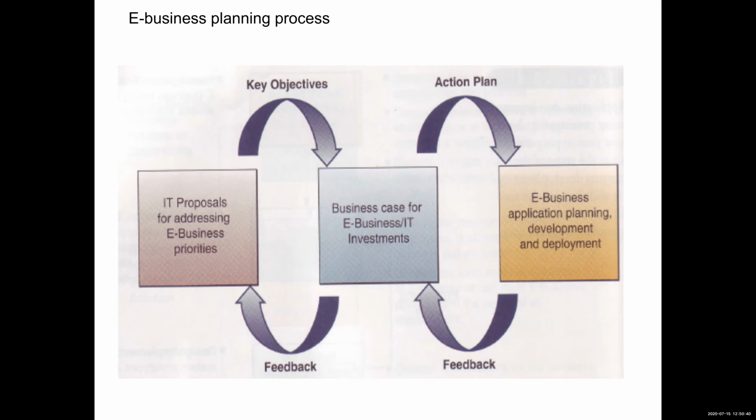So that is what goes on. So this is the process. First, the IT proposals for addressing the key objectives for the process. Now, your business case must meet management or the board's requirement. If it doesn't, you need to adjust it iteratively until you get it right. Once you get it right, then you move on to the next stage where you do the planning, the development, and the deployment.